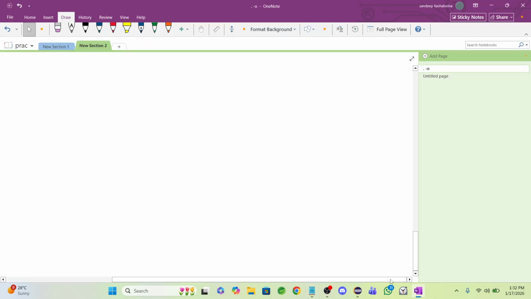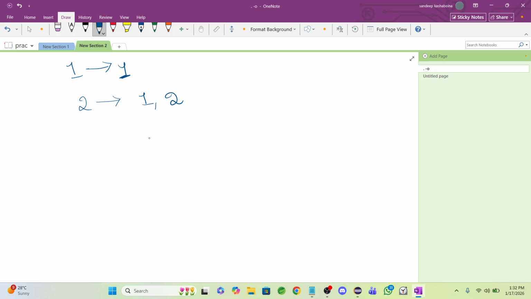If the user has entered 1, it is only divisible by itself. It's not divisible by any other number. If you go for 2, it is divisible by 1 and also by itself. If you take 3, it is divisible by 1, it's not divisible by 2, it's divisible by 3. If you take 4, it will be divisible by 1, 2, 4.